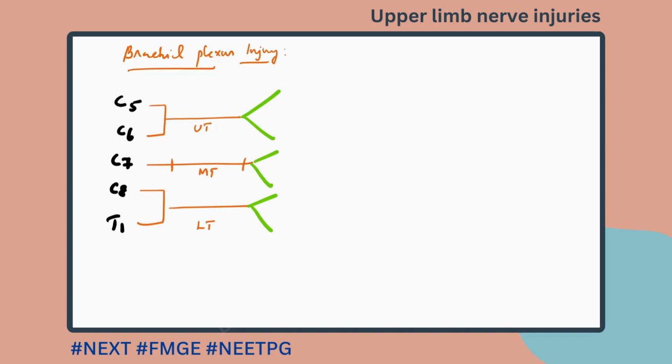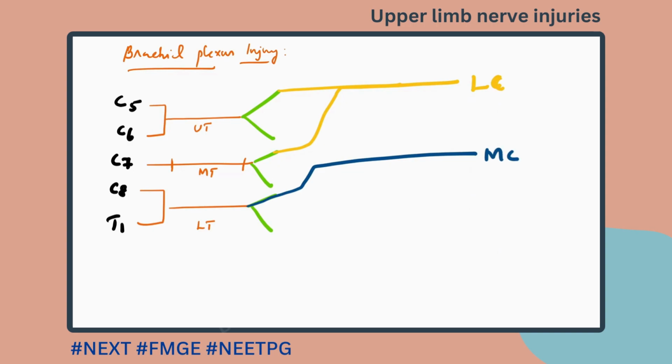The anterior division of the upper trunk and the anterior division of the middle trunk join to form the lateral cord of brachial plexus. The anterior division of the lower trunk forms the medial cord of brachial plexus. All the other three form the posterior cord of brachial plexus.